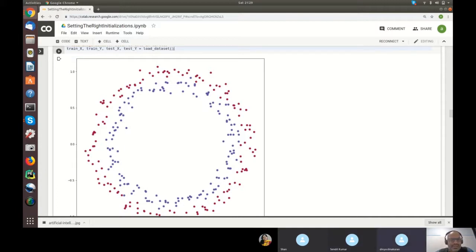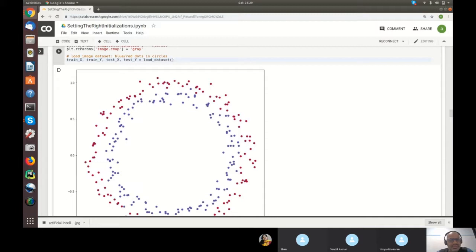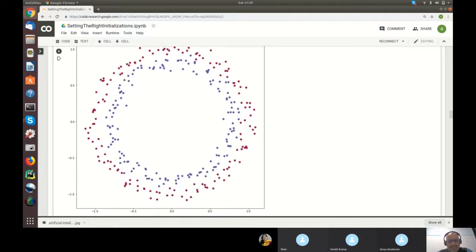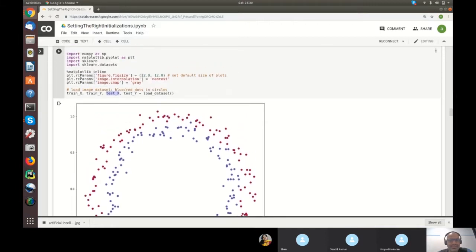Essentially, we have our training data, which is train X, and our test data, which is test X. So these are nothing but the X and Y values. These are the two dimensions of the plot. Each of those two values is one data point. We have train Y and test Y, and those are our labels of red and blue.